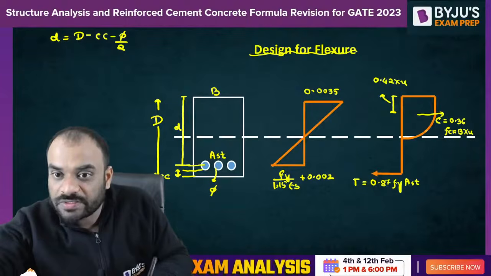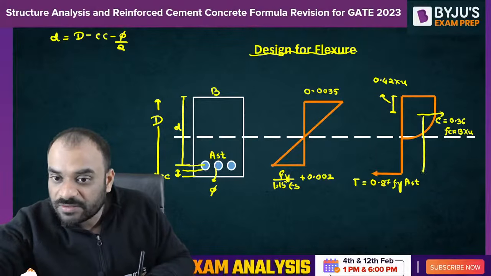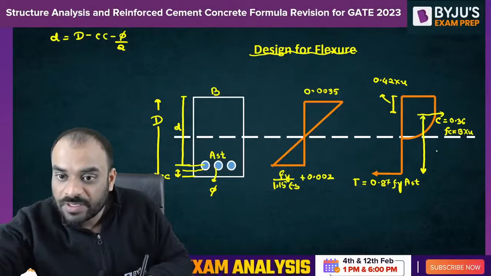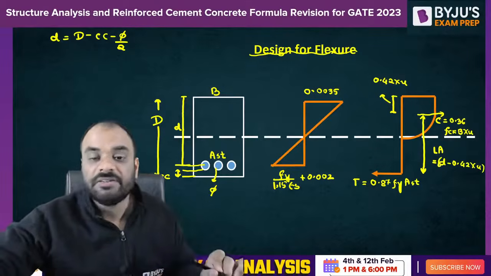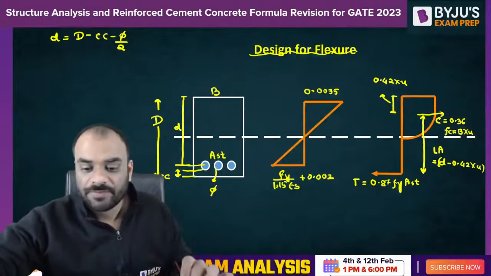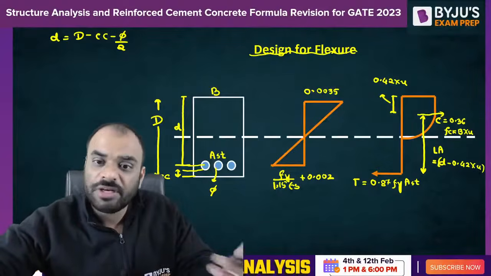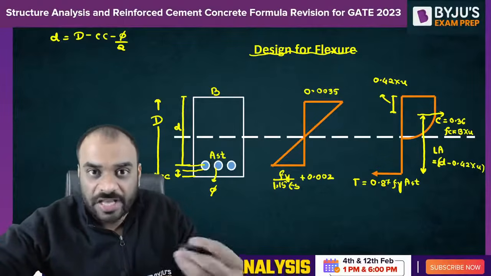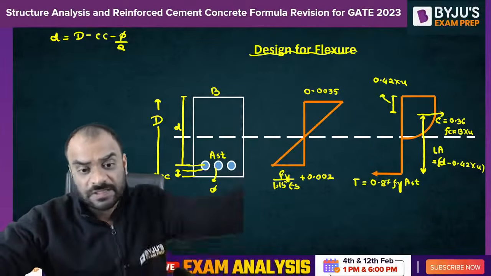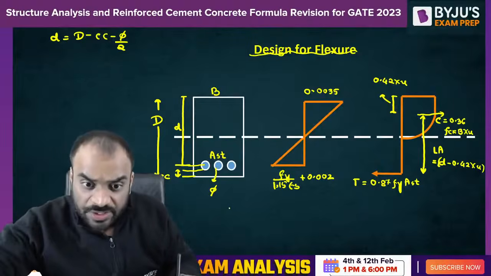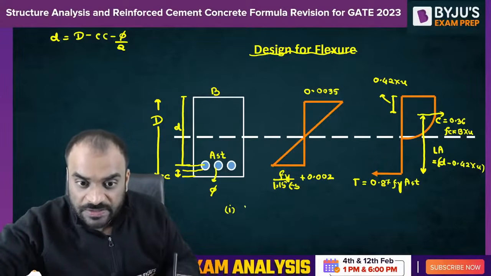0.42 XU. Now what is this distance? How much is it? It is nothing but our lever arm, and lever arm is equal to d minus 0.42 XU. Clear? Now guys, the question is how we can find out the moment of resistance, how we can find out the actual depth of neutral axis, and what is the formula for limiting depth of neutral axis. Let's understand. So the first one is limiting depth of neutral axis, which is XU limiting.